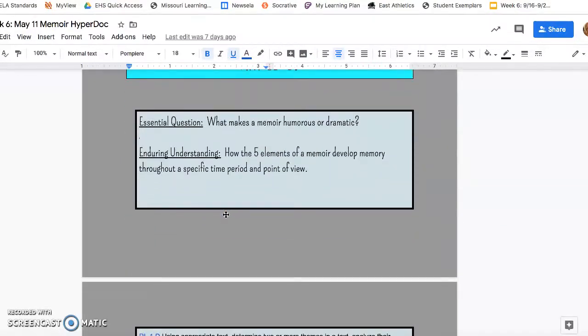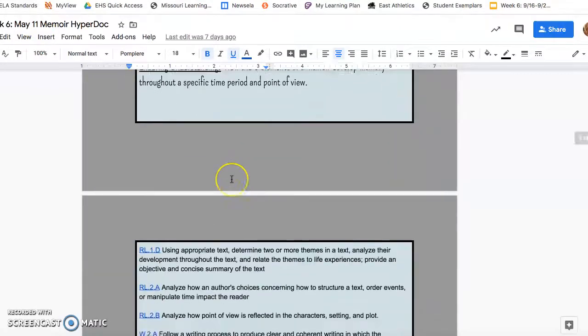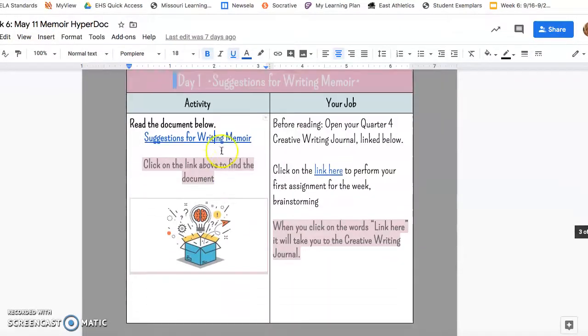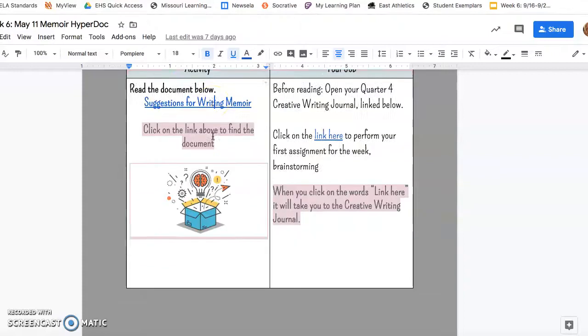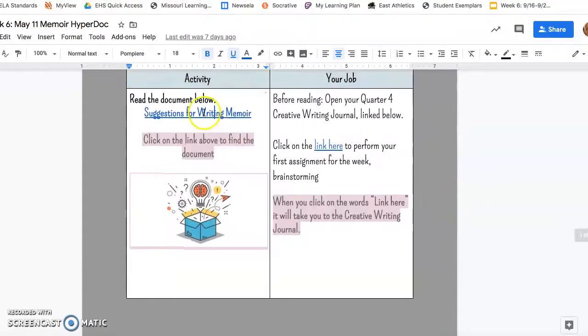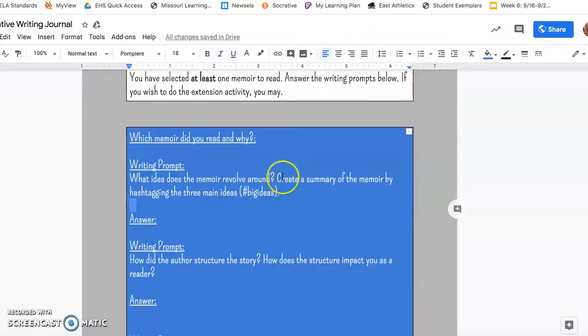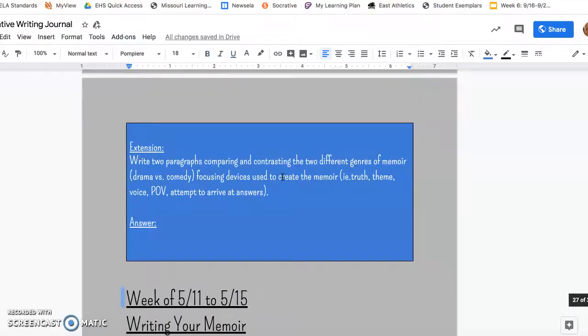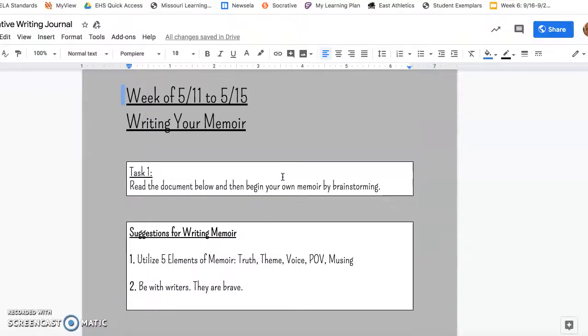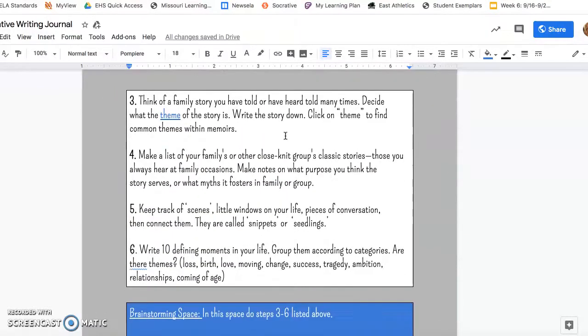We're going to figure out how these 5 elements will come to fruition in your own writing. You'll have suggestions for writing a memoir that will be linked in your creative writing journal. And then there's some ideas here. So first, your creative writing journal. This is from last week. Here's your current week.